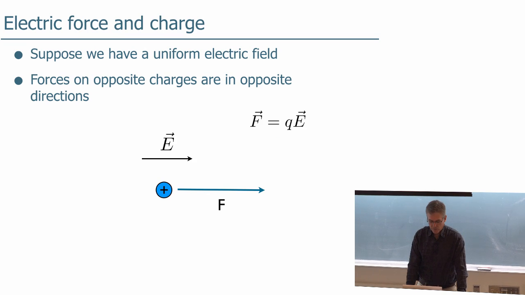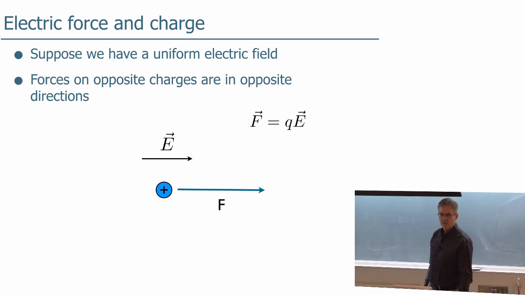So now, suppose we have a uniform electric field like this, and we have a positive charge. What do we mean by a positive charge anyway? We have positive and negative charge, right? So where did that come from? Anyone know who defined positive charge first and how it's actually defined?